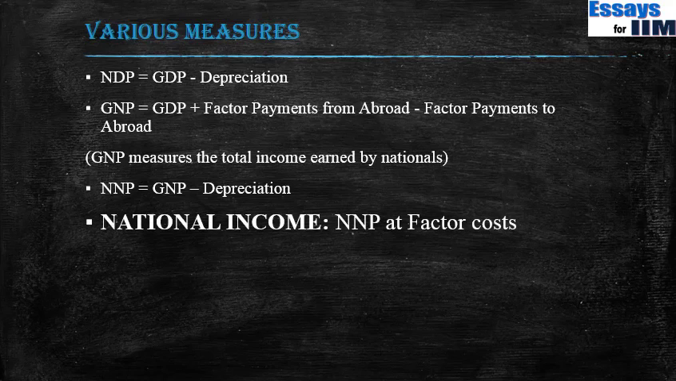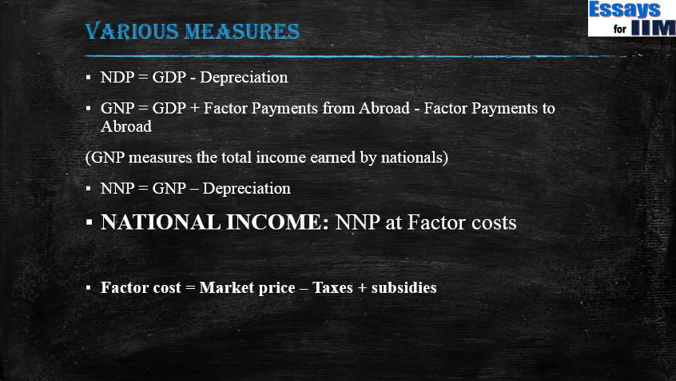Now when we say national income, what is national income? National income is NNP, this that we just measured, at factor costs. Now NNP you have understood, I hope. It is basically the net income earned by nationals, but at factor cost. Now what is this concept of factor costs? Factor costs is basically market price minus taxes plus subsidies.